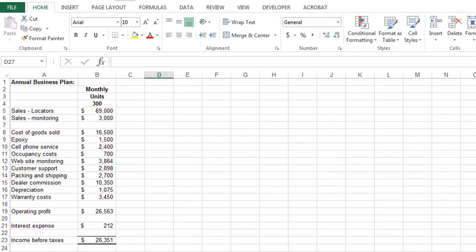The first thing we're going to do is compare the initial monthly budget to what the budget should look like at the number of units they sold. Let's do that.